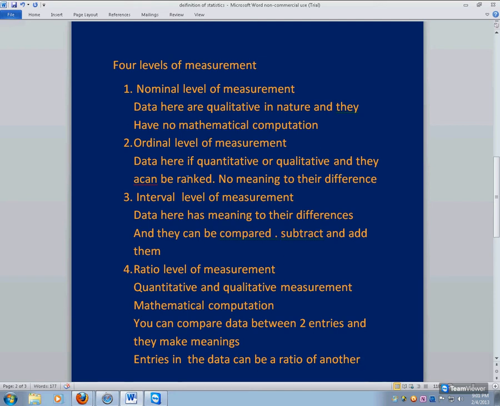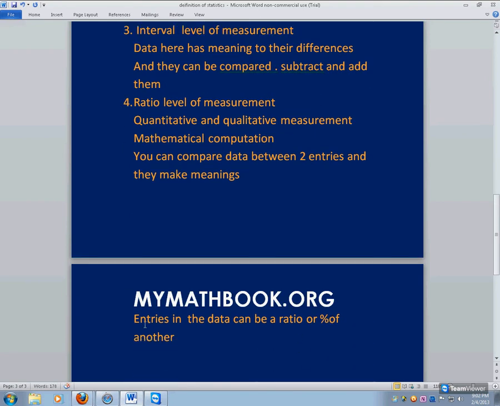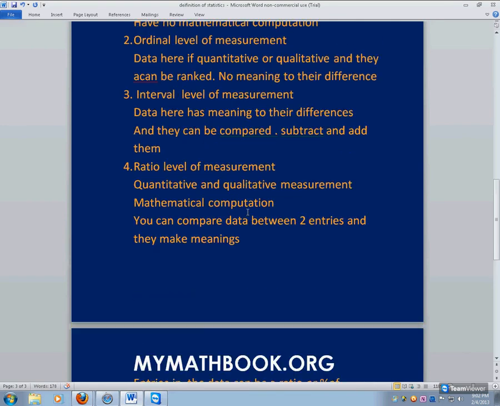So you could see that here you have both quantitative and qualitative measurement, and you could have mathematical computation with it, and you can compare two data between two entries, and they make meanings. And entries in this data can be in the ratio of another, or let's say percentages of another. That is how it's defined here.